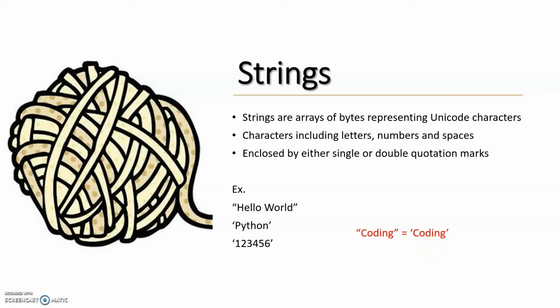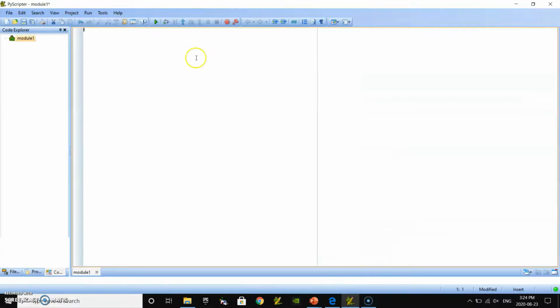Now I'm going to show you how to assign a string to a variable and print it using the print function in a Python launcher. Go to our Python launcher. Let's define the variable a as a string. Let's say Python. And Python here, the string, is enclosed by double quotation marks. And let's print or display our variable.